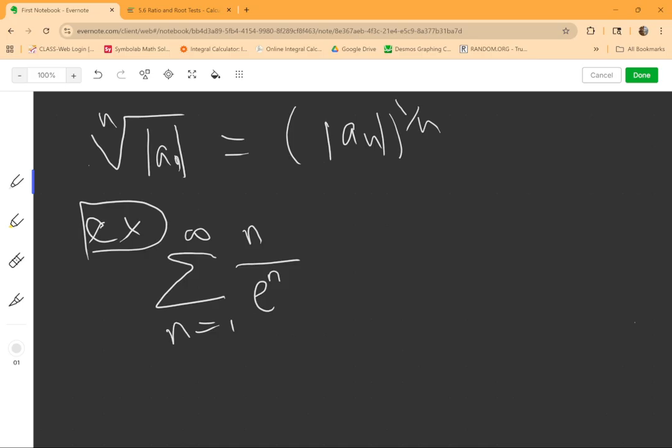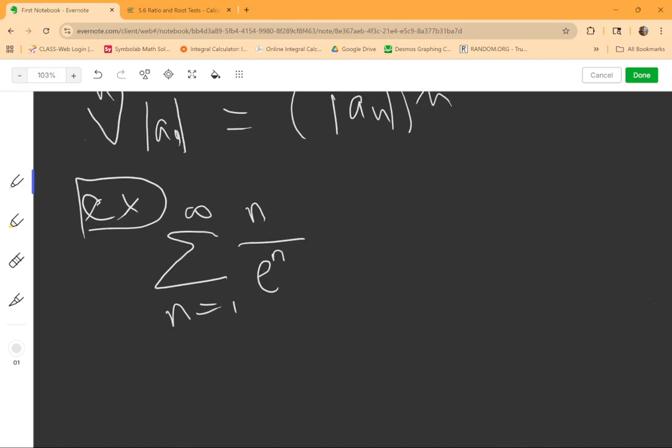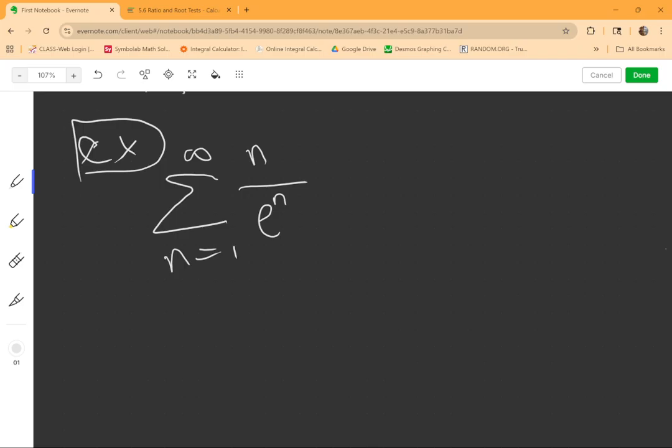Usually if I see a factorial, for instance, then I tend towards the ratio test, just because that's how I'm going to be able to manipulate a factorial. Now, when you have something to the nth power, like you see here, then the root test might be a good candidate. Not always, but it can be. So in this case, we're going to apply the root test.